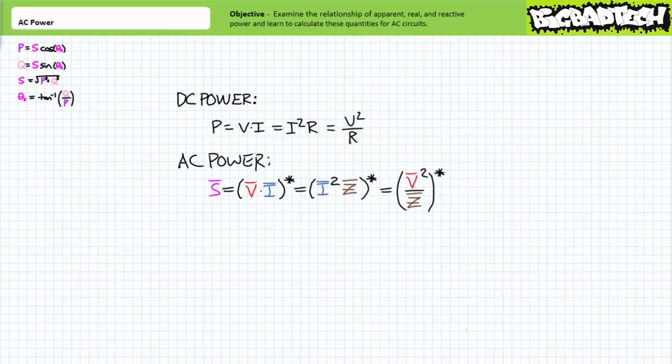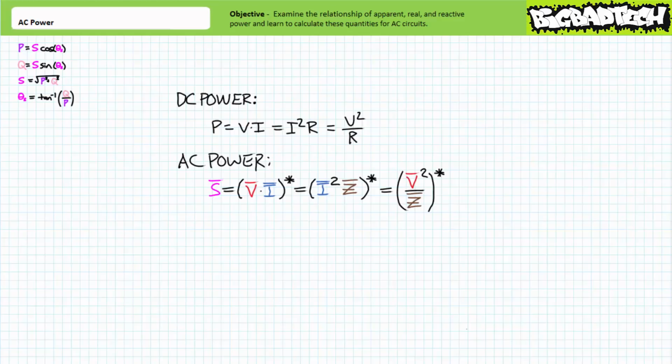Recall DC power can also be calculated using different time-saving methods, notably P equals I squared R and P equals V squared over R. Wouldn't it be great if AC power could also be calculated using these same time-saving methods? Well, check it out. It can. S, our complex number representing apparent power in units of volt amperes, is current squared times impedance, where current is represented as a phasor equivalent and impedance is represented as a complex number. Note the complex conjugate operation again accounts for the sign of reactive power.